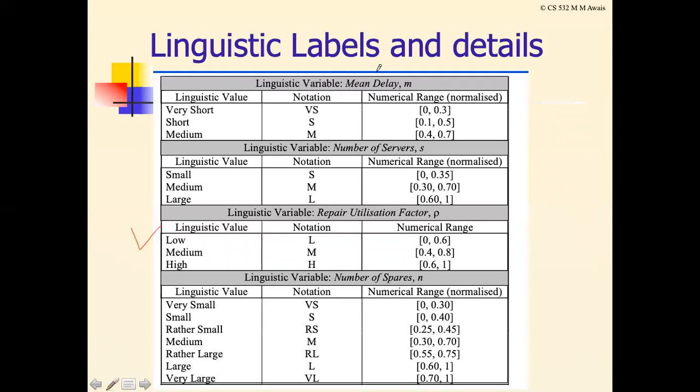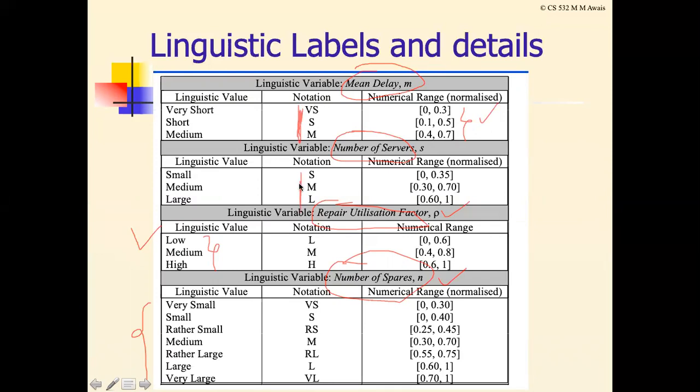The variables you have here are mean delay, which is represented by m, the number of servers, which is represented by s, repair utilization factor, which is represented by rho, and then the number of spares, which is represented by m. And the linguistic descriptions of all the variables are given, and their value ranges are also given. These are the value ranges, these are the notations or linguistic descriptions.